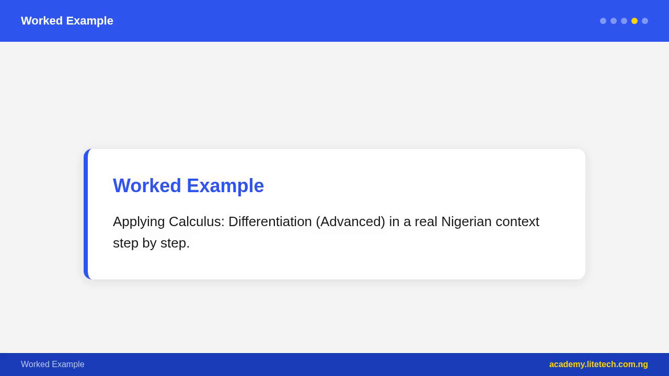Example 2, differentiate y equals sin of x squared. Let u equal x squared, y equals sin u, dy over du equals cosine u, du over dx equals 2x. Chain rule, dy over dx equals cos u times 2x equals 2x cos x squared.